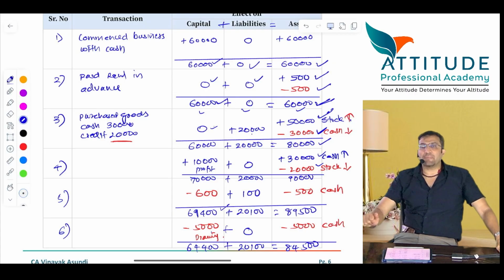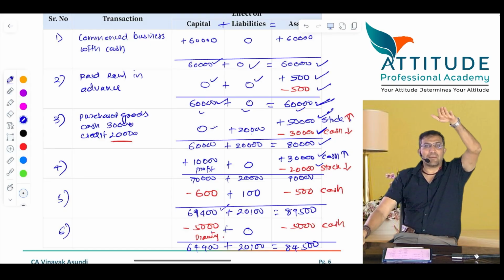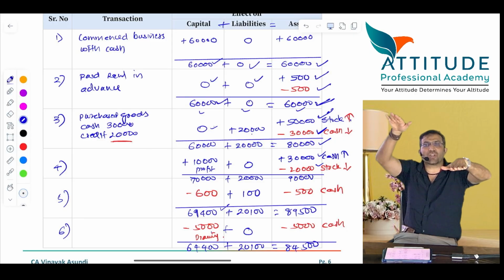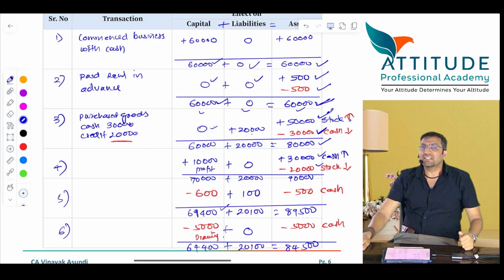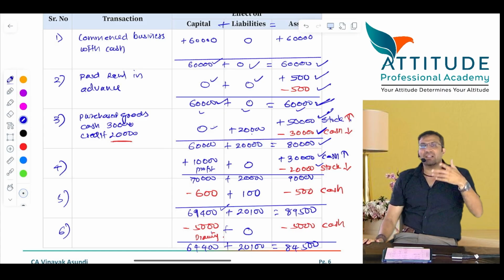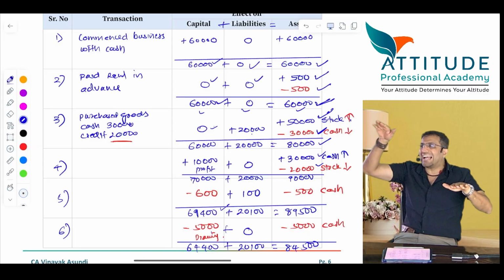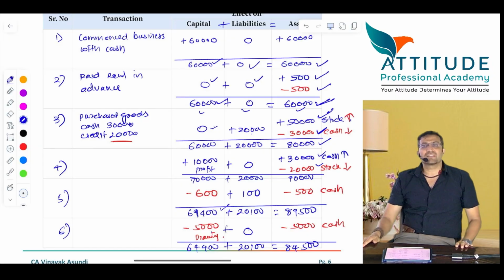Creditors paid. Tell me. Creditors paid in cash. Tell me. Liability reduces. Asset also reduces. Creditors paid entry. Cash account credit, creditors account debit. Liability reduces. Cash, asset reduces.